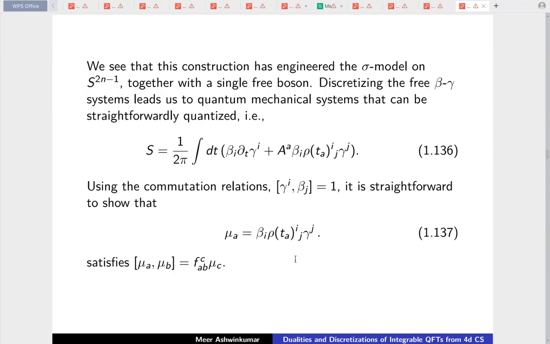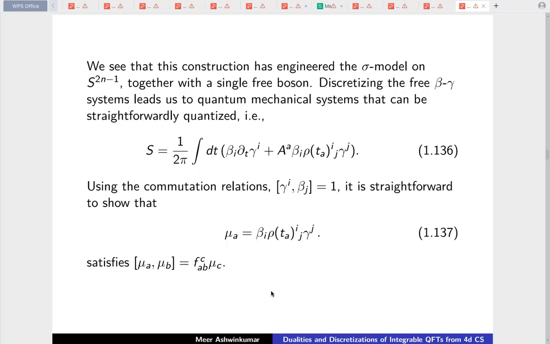But the point is that if we discretize this free beta gamma system, we obtain this quantum mechanical system, which is basically of the usual form p dq, where p would be identified with beta and q would be identified with gamma, and you have the usual commutation relations when you quantize. And you can then show that the coefficient of the gauge field over here, which is mu A, satisfies your usual Lie algebra relations. So indeed, when you quantize this line operator, the Hamiltonian is really corresponding to some gauge field in some representation of the gauge group.